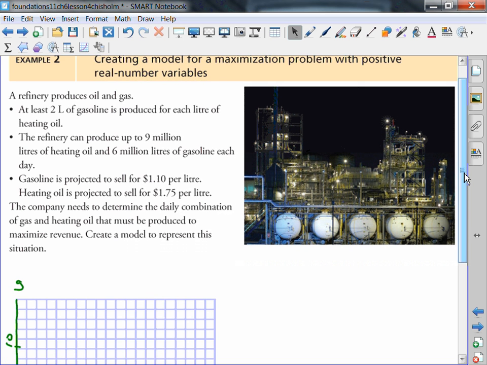Step 1, of course, determine our variables. So we've got heating oil and we've got gasoline, so we can say that H is our heating oil, and G is for gasoline. Step 1, done.